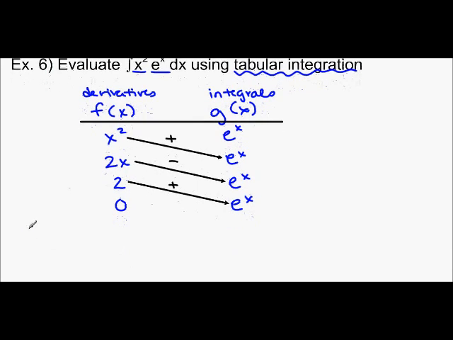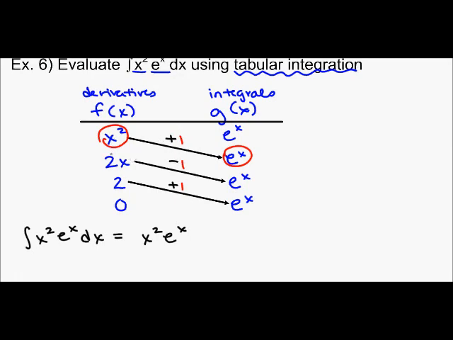And the value of this integral, so x squared e to the x dx equals, I need to multiply these. So x squared times e to the x is x squared e to the x. Once you multiply these two values, multiply by plus or minus 1, depending on what the line connecting them says. So here I multiply by 1, which doesn't change the value.